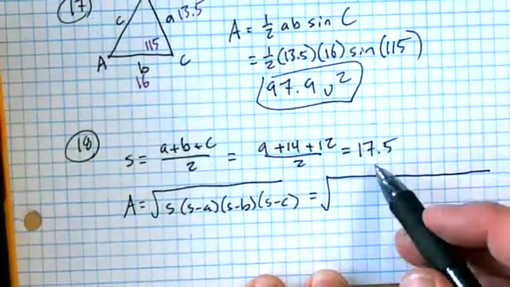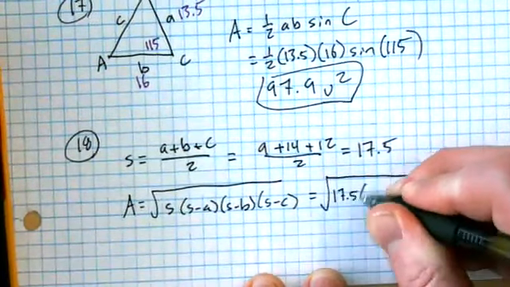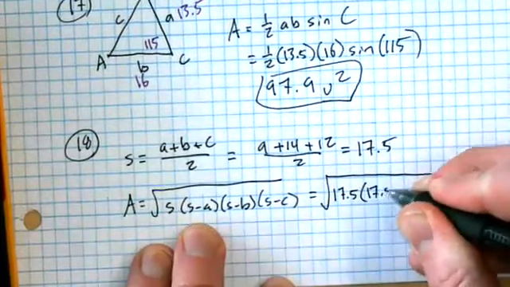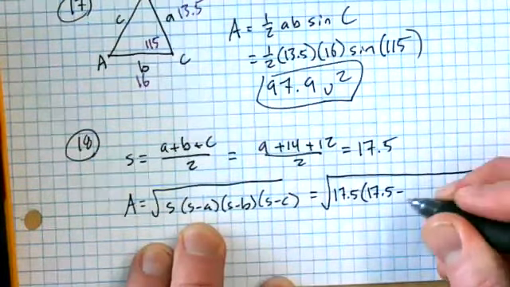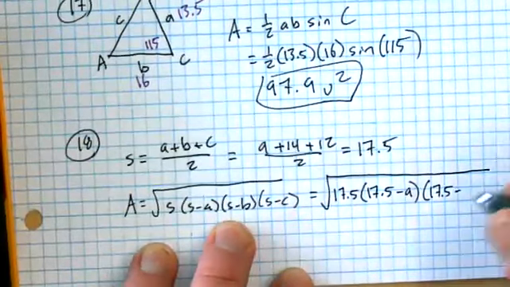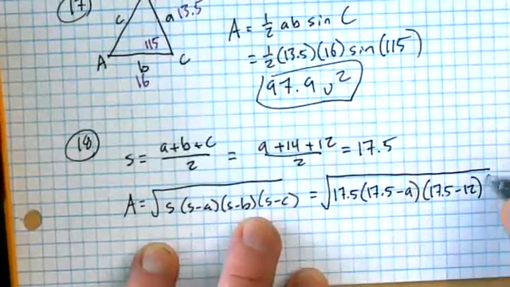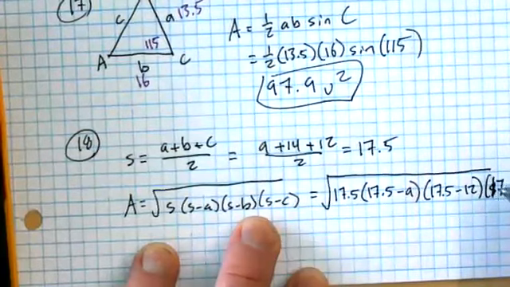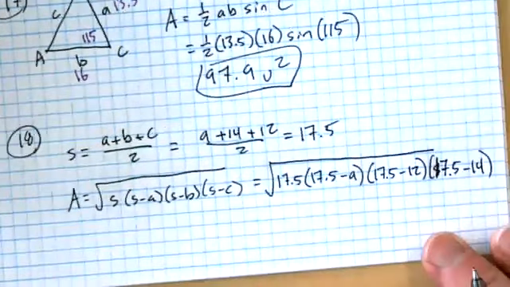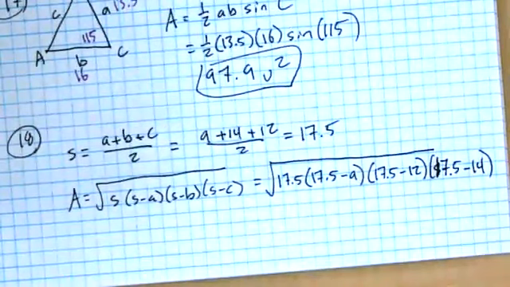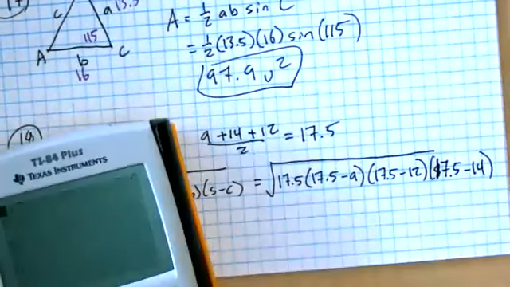But S is 17.5. S minus A, that's 17.5 minus, what was A again? 9. S minus B, that's 17.5 minus, what was B again? 12. And then S minus C, 17.5 minus, what was C again? 14. And then that goes into our calculator. We'd be very, very careful with our parentheses. Hit enter, we got our answer, we're done.